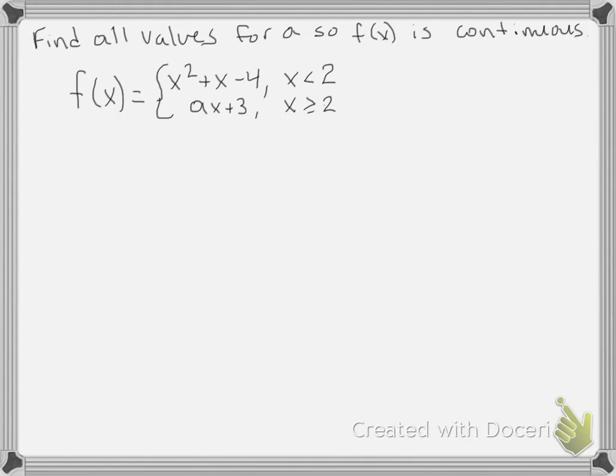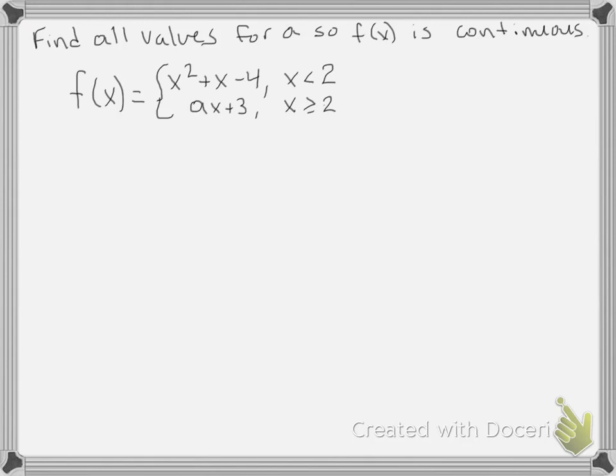However, with a piecewise defined function, we could have a jump discontinuity, and that jump discontinuity could occur at the breakpoint at x equals 2. That's where we change from x squared plus x minus 4 to ax plus 3. We want to force this thing to not be a jump discontinuity.